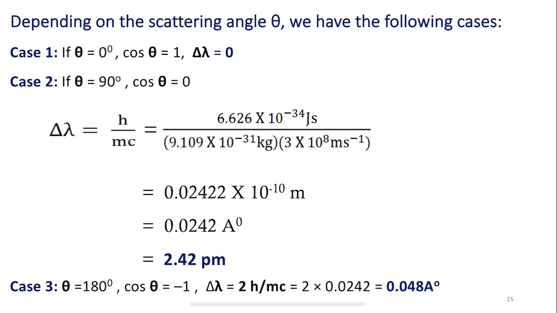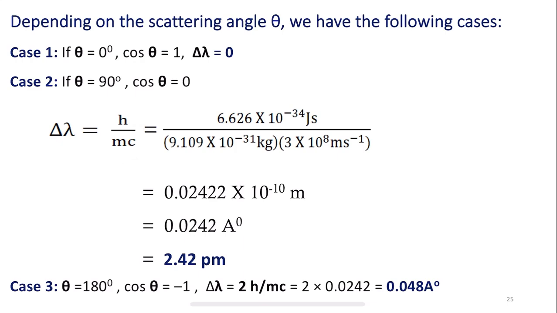So in the first case, if theta equals 0, then delta lambda equals 0. In the second case, if theta equals 90 degrees, then cos theta equals 0. If it is 90 degrees, then the scattered radiation is perpendicular to the incident radiation. So in this case, cos theta equals 0, and delta lambda equals h divided by mc, since the 1 minus cos theta factor becomes 1.